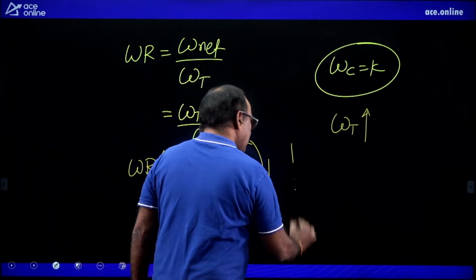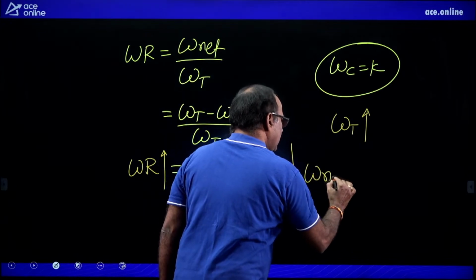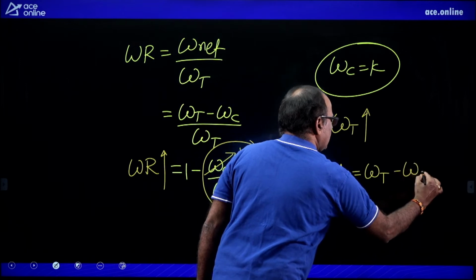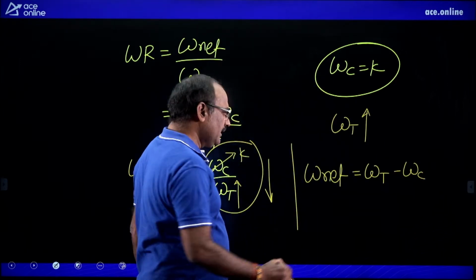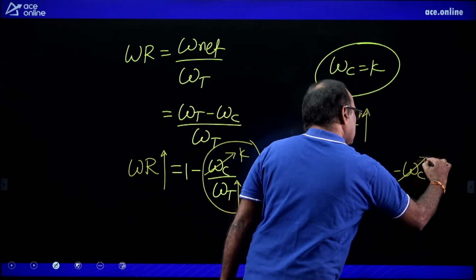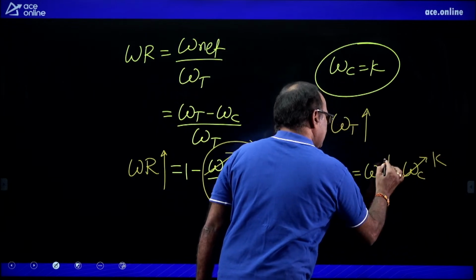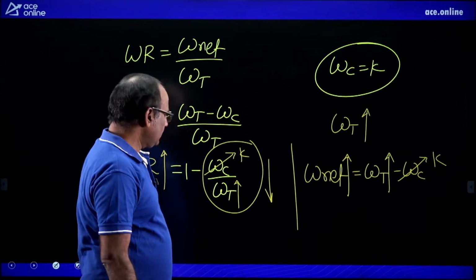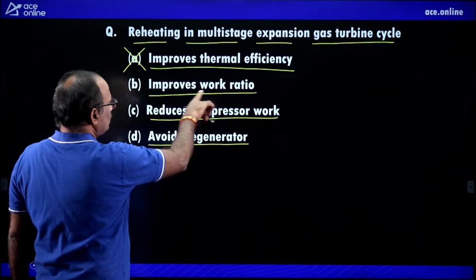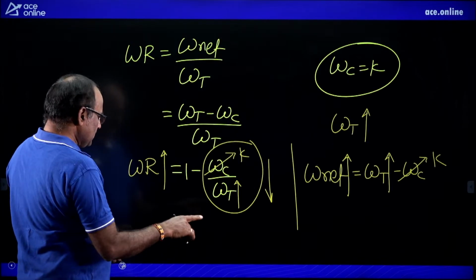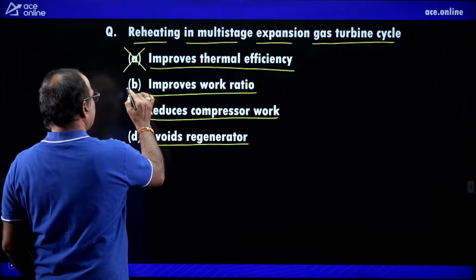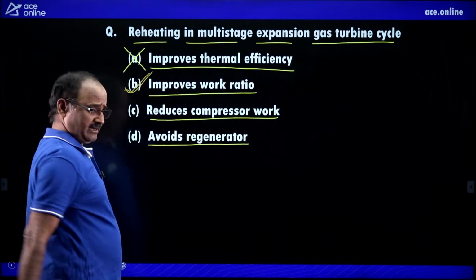ఇంకొక పాయింట్ ఏంటంటే, నెట్వర్క్ అంటే ఏంటమ్మా ఇక్కడ? నెట్వర్క్ ఈక్వల్ టు టర్బైన్ వర్క్ మైనస్ కంప్రెషన్ వర్క్ కదా. ఓకే, హియర్ కంప్రెషన్ వర్క్ ఈజ్ రిమైనింగ్ కాన్స్టెంట్. టర్బైన్ వర్క్ ఇంక్రీజ్ అయిందనుకోండి, డెఫినెట్గా నెట్వర్క్ కూడా ఇంక్రీజ్ అవుతుంది. ఓకేనా? లుక్ ఎట్ ద ఆప్షన్స్. ఇంప్రూవ్ ద వర్క్ రేషియో. సో బికాజ్ ఆఫ్ ద రీహీటింగ్, వర్క్ రేషియో ఈజ్ గోయింగ్ టు ఇంక్రీజ్. ఆప్షన్ బి ఈజ్ అబ్సల్యూట్లీ కరెక్ట్.